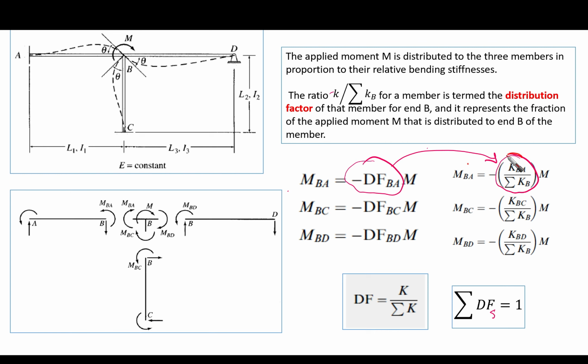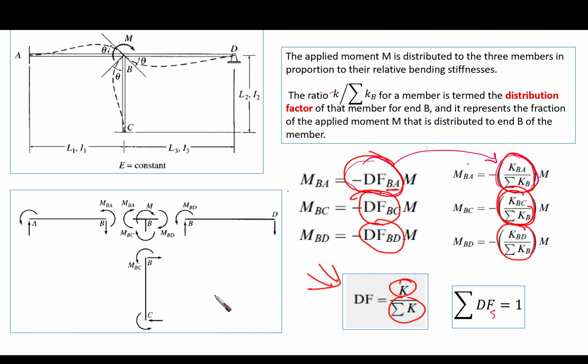This value here, which is K_BA over the summation of K_B, we call the distribution factor related to member BA. Okay, the distribution factor of member BA. And this fraction is the distribution factor for member BC. And here, this is going to be the distribution factor for member BD. This is what we call the distribution factors. So the distribution factor simply is K over the summation of K.